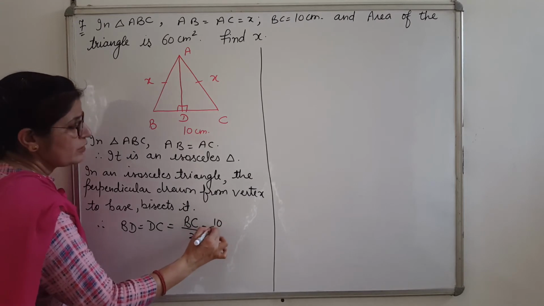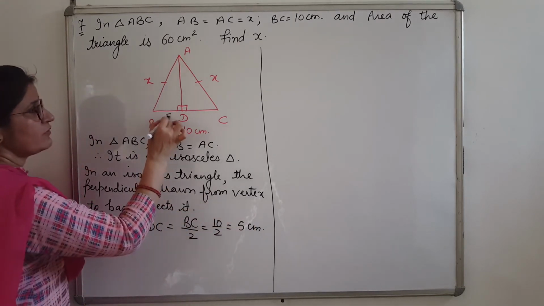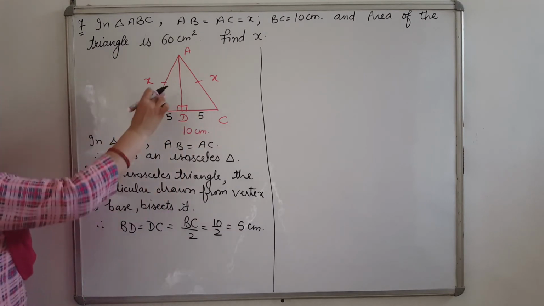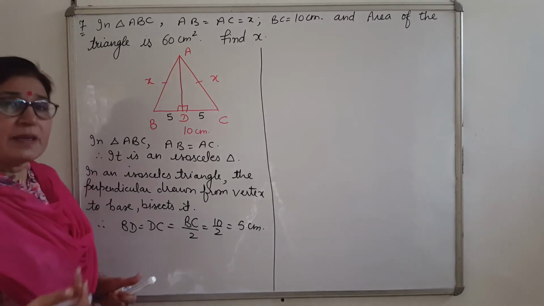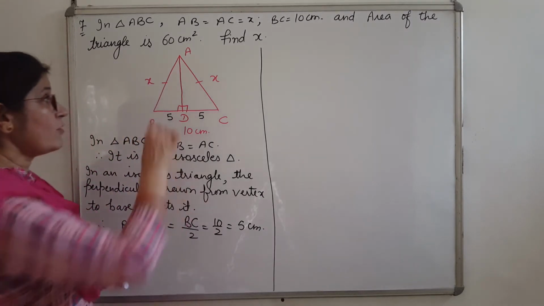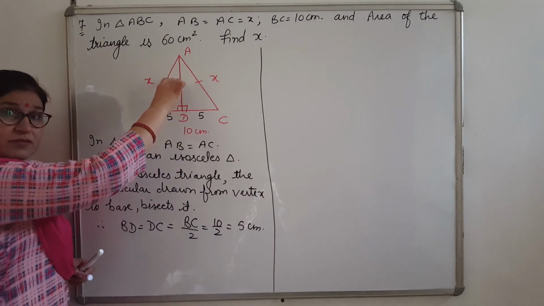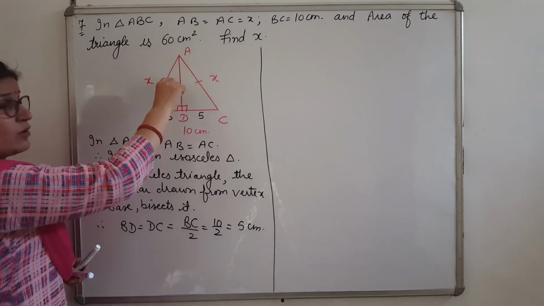That means 10 over 2, 5 centimeters. So this is 5, this is 5. Now we have here two right angle triangles. Can you take any right angle triangle, apply Pythagoras theorem and find out the value of x? No. Why? Because this value of AD is not given to us. Use this area and find the value of AD.